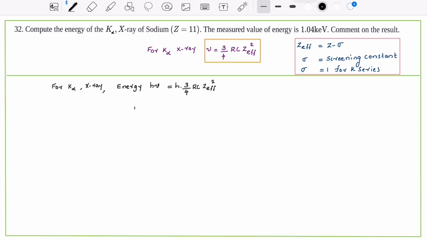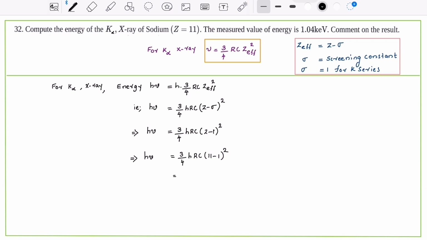Now this implies that h nu is equal to 3 by 4 hRc Z effective. What is Z effective? It is Z minus sigma square. Now again we can write h nu is equal to 3 by 4 hRc (Z minus 1) square, because the screening constant is 1 for K series. It is given that Z is equal to 11. Therefore, h nu is equal to 3 by 4 hRc (11 minus 1) whole square.